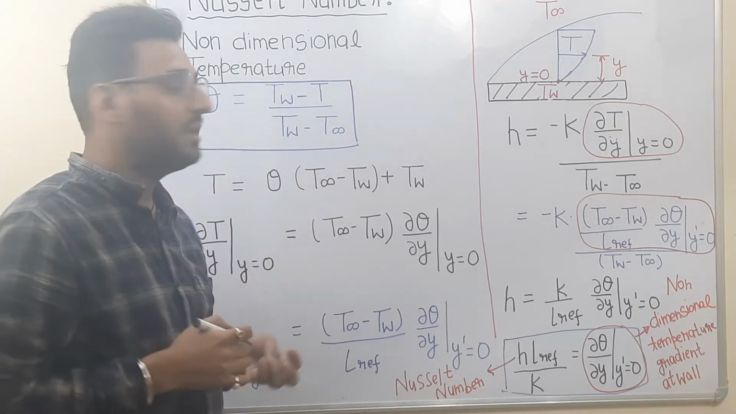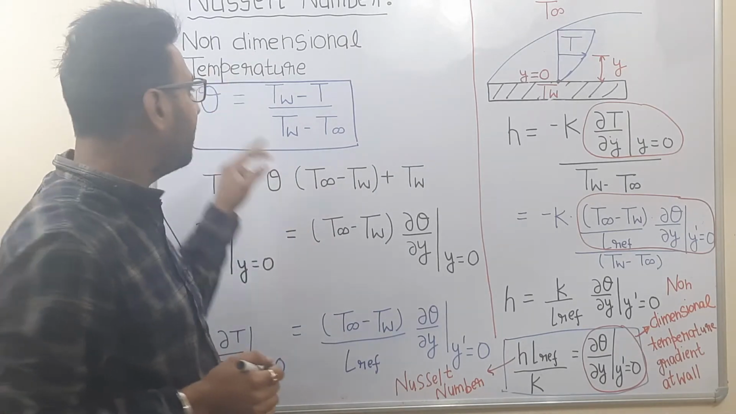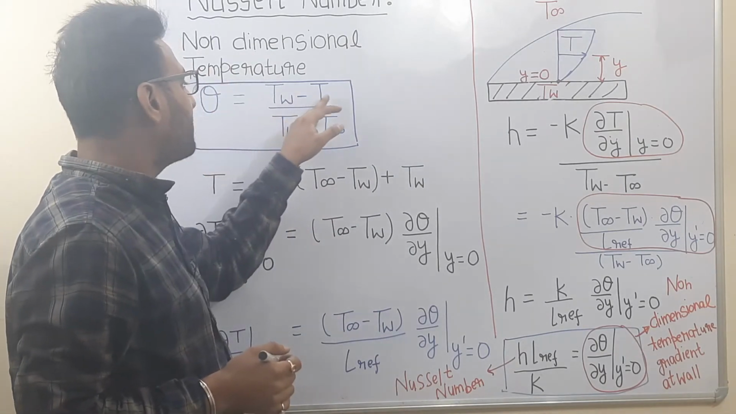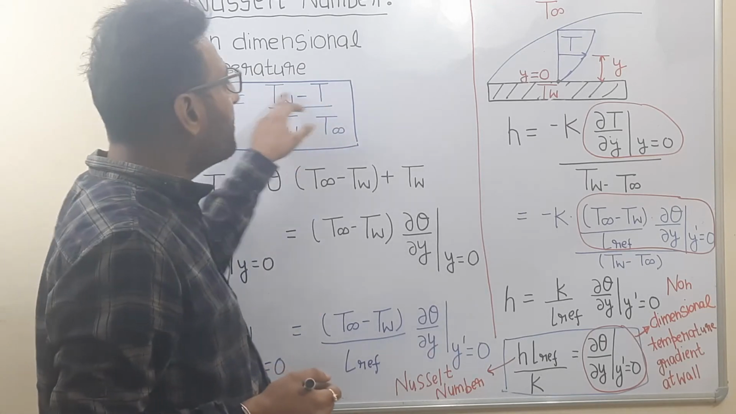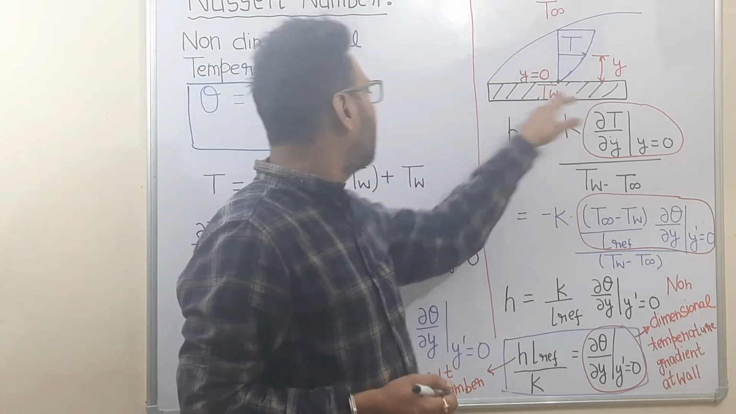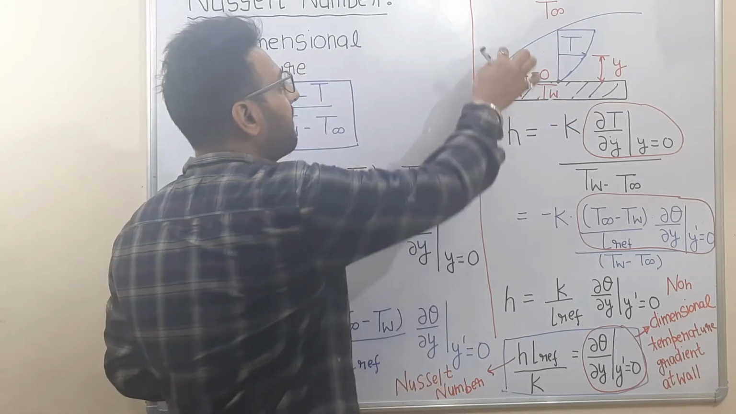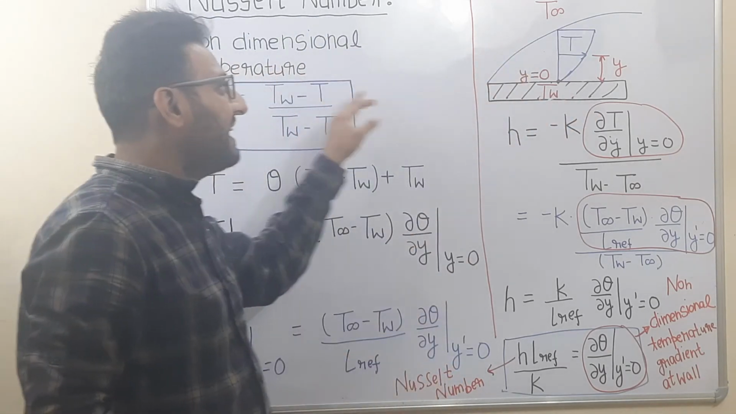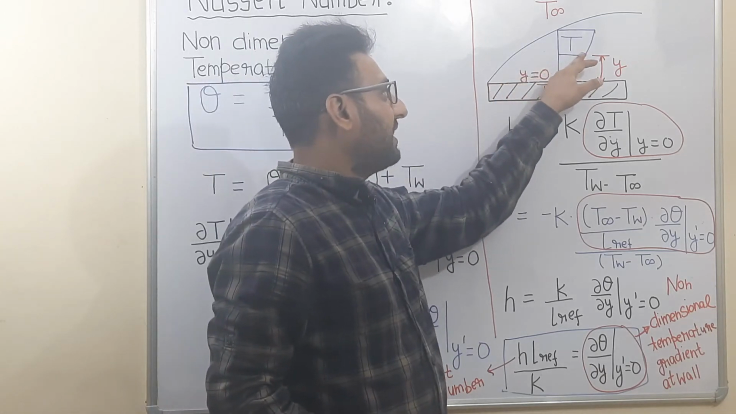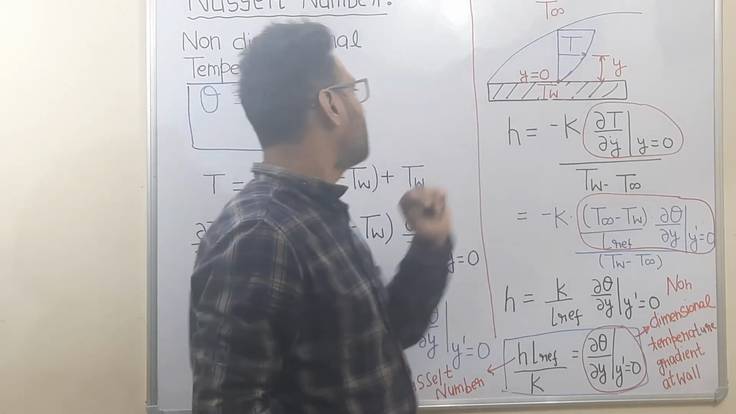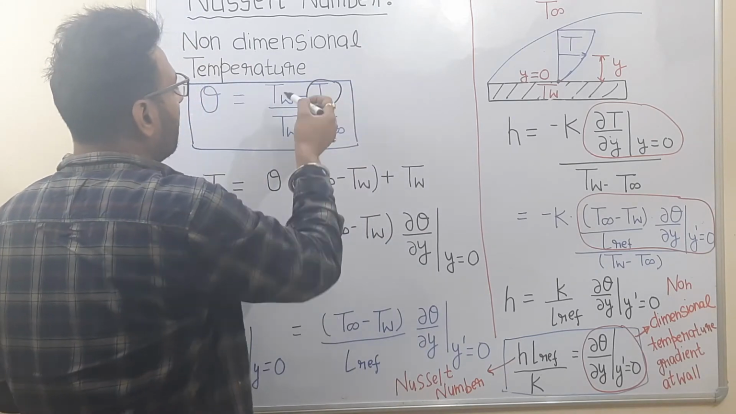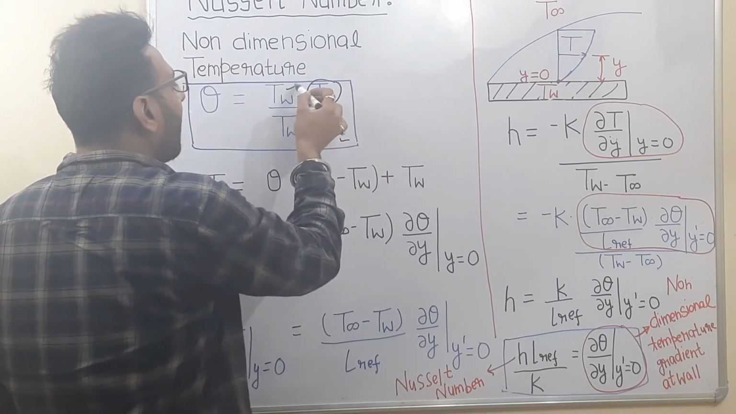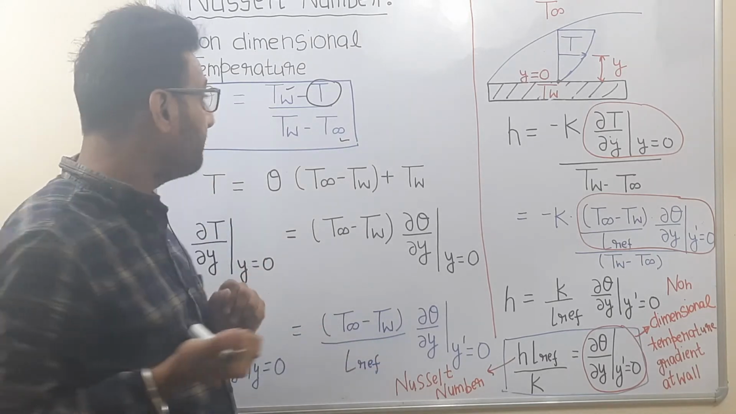Now non-dimensional form of temperature is given as theta equals Tw minus T divided by Tw minus T infinity. Tw is temperature of the plate, T infinity is the temperature of the air, and T is temperature at a distance y from the plate surface. Okay, so this is varying. Basically Tw and T infinity are fixed for a given problem.